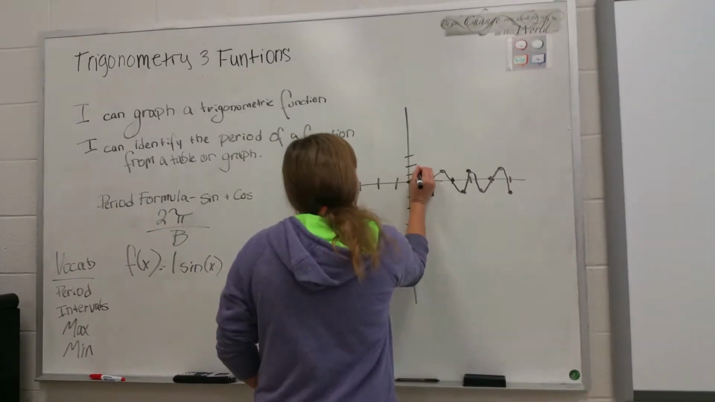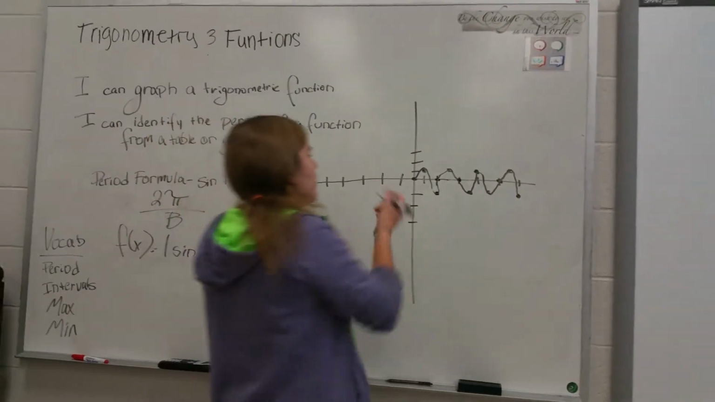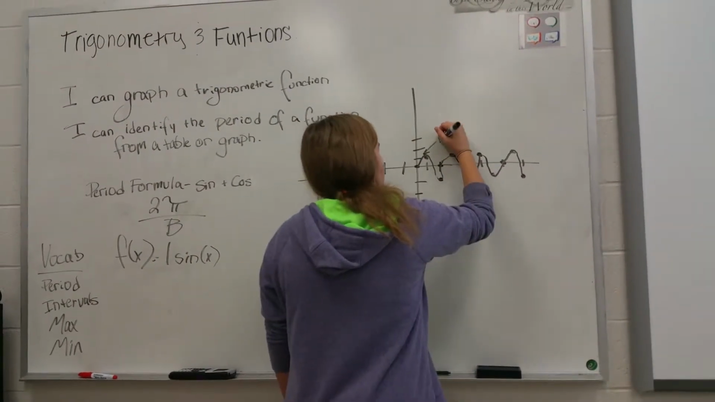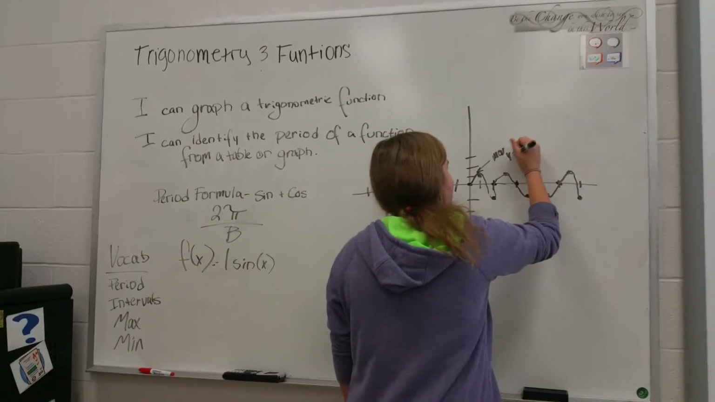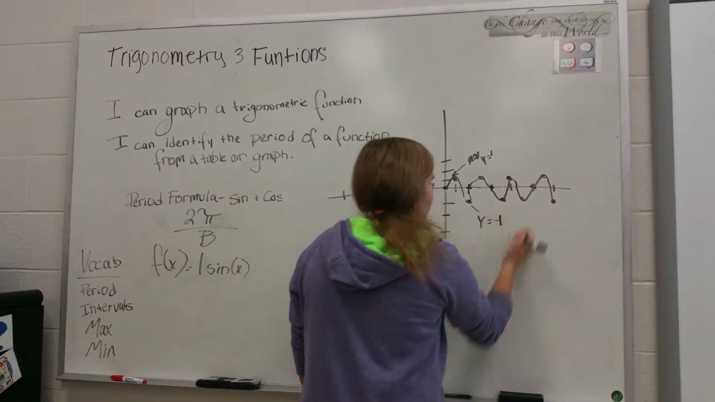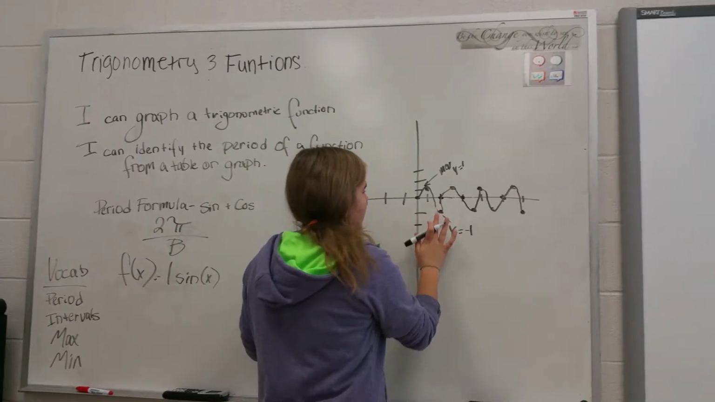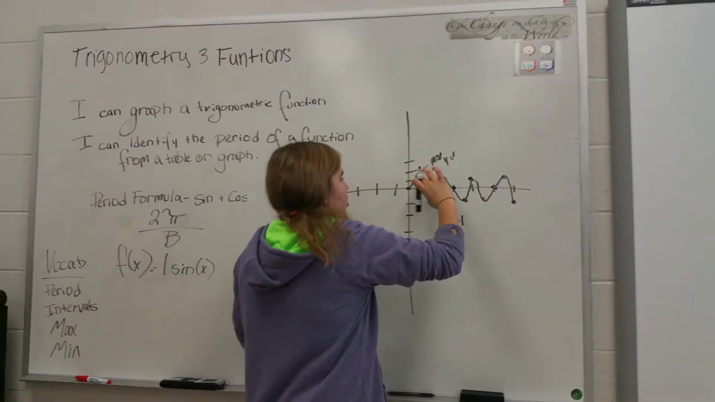On this graph, for vocab maximum and minimum, the maximum would always be your highest point on the graph. Your maximum would be y equals 1. Your minimum here would be y equals negative 1. Your intervals are the spaces between all the values between your 2 points.